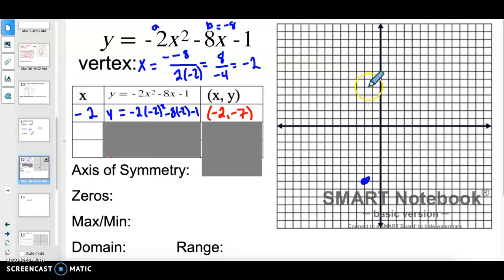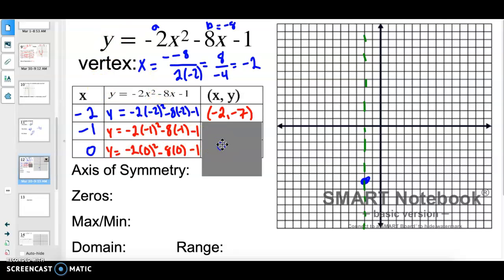Honestly, at that point, I would immediately draw the axis of symmetry. I know I skipped that on the last one, but I would draw that dotted line so you know that that's where your vertex has to be. Then we're going to pick 2 points to the right or to the left of -2. So you could do -3, -4, but I personally prefer -1, 0, because those are to the right of -2. So you would plug those in, and you would get -1, 5, and 0, -1.